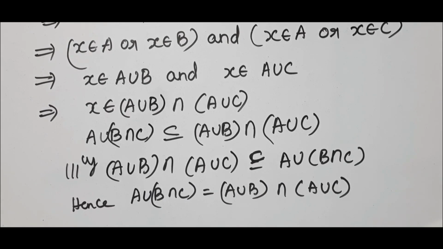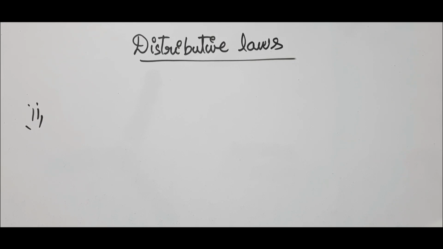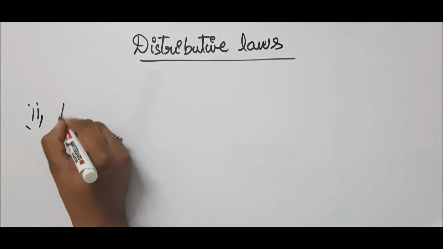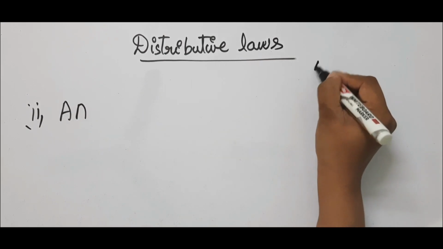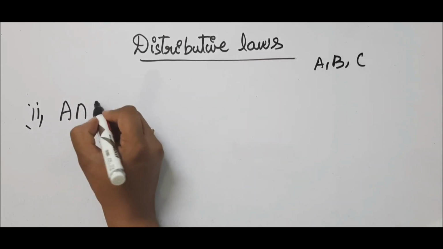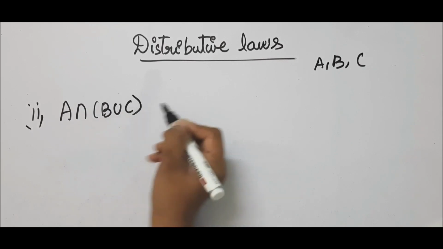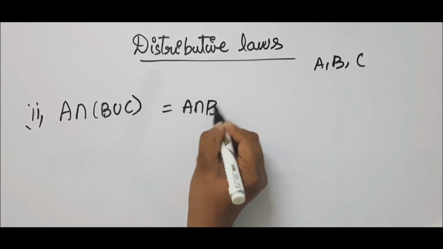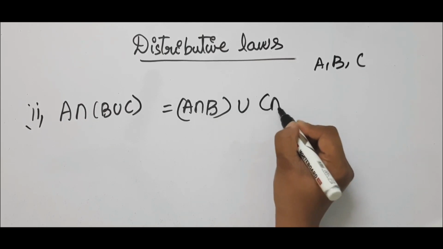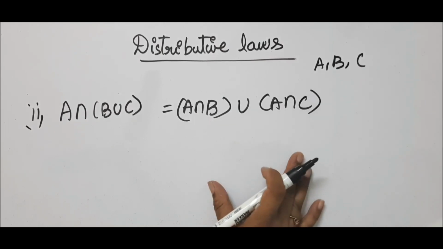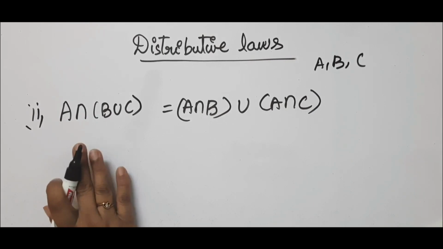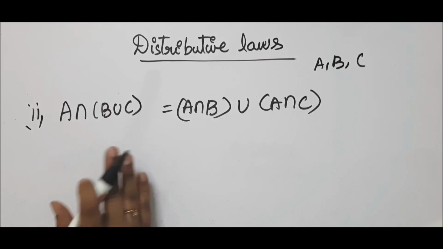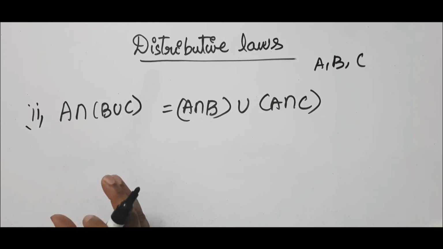Okay, is it clear? Now let us study in case of intersection, how to distribute the intersection over the union of two sets with proof. Second one: we are taking A, B, C as any three sets. A intersection (B union C) will be (A intersection B) union (A intersection C). The proof is quite similar to the previous one, where we studied distribution of union over intersection. The only words that make the difference are "and" and "or".